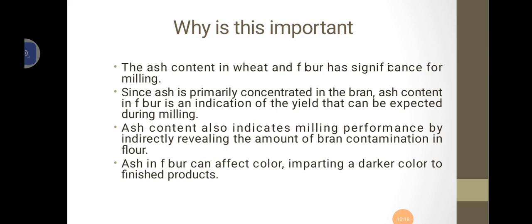Why is this important? The ash content in wheat and flour has significance for milling, since ash is primarily concentrated in the bran. The ash content in the flour is an indication of the yield that can be expected during milling. Ash content also indicates milling performance by indirectly revealing the amount of bran contamination in the flour. Ash in flour can affect color, imparting a darker color to the finished product.